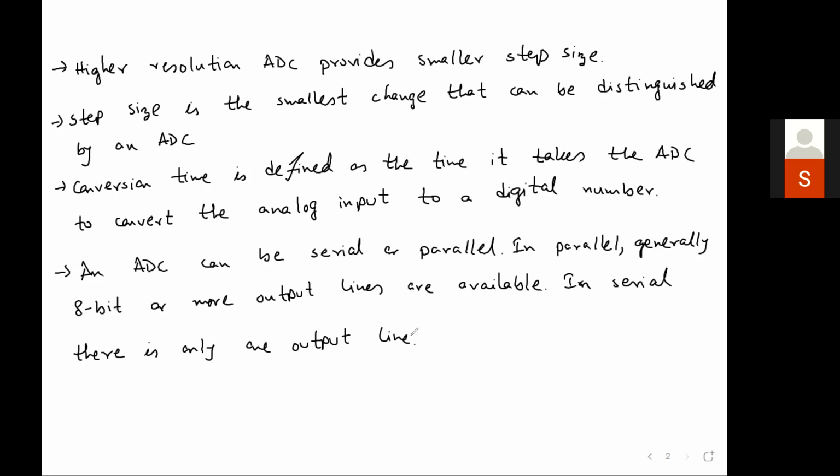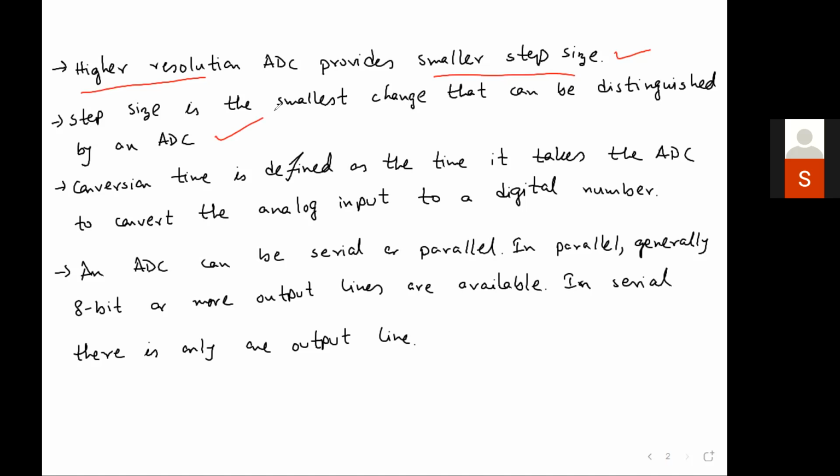All right, so in the last page, we finished up to resolution. So now we see that a higher resolution provides smaller step size. From this point, we get the significance of resolution. If my resolution is high, my step size will be smaller. And if my resolution is low, my step size will be larger. So now we need to know what the step size is to create a complete sense of all these things. Finally, we see that step size is the smallest change that can be distinguished by an ADC. That means the smaller the change or the smaller the step size, the better is our ADC.